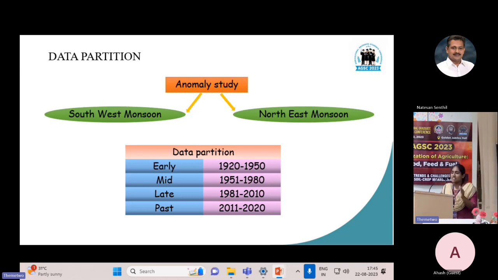We have chosen 30 years because for every climatological study, we need 30 years of data to understand the pattern of the rainfall or any other meteorological variable. So we have categorized the data into 30-year periods.